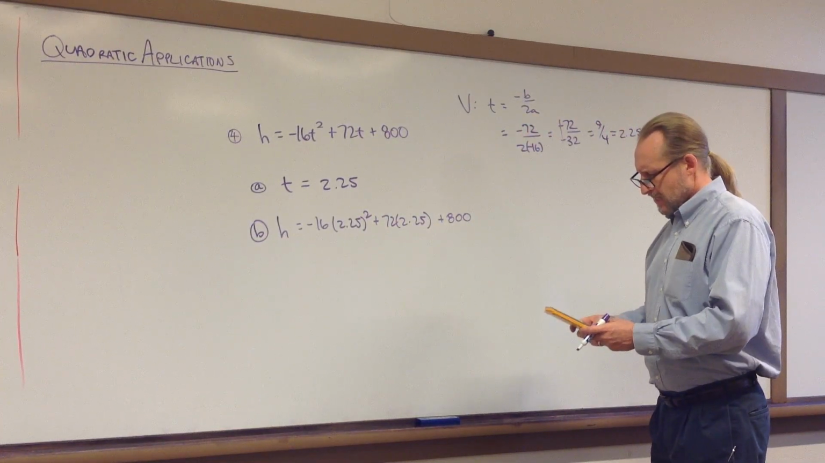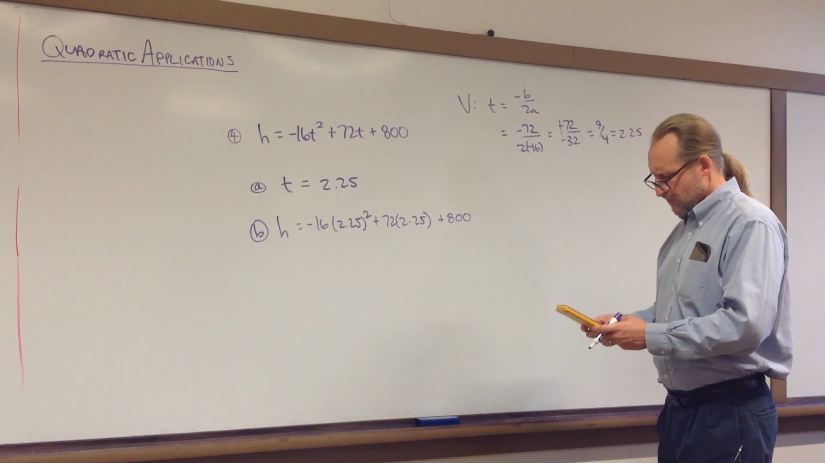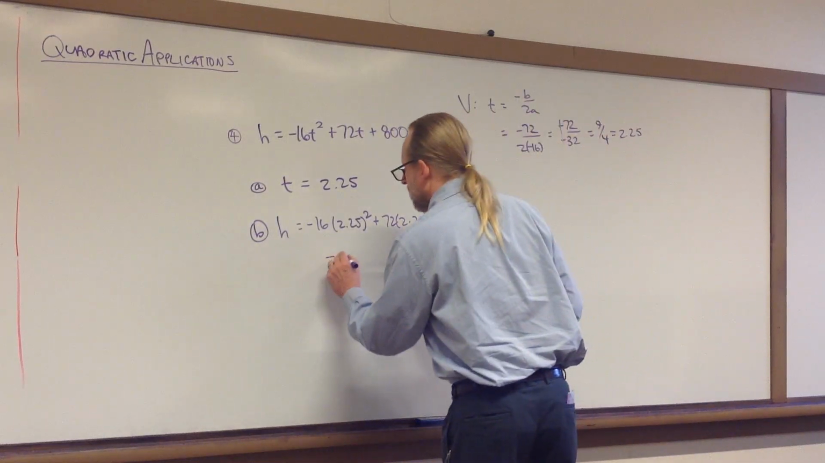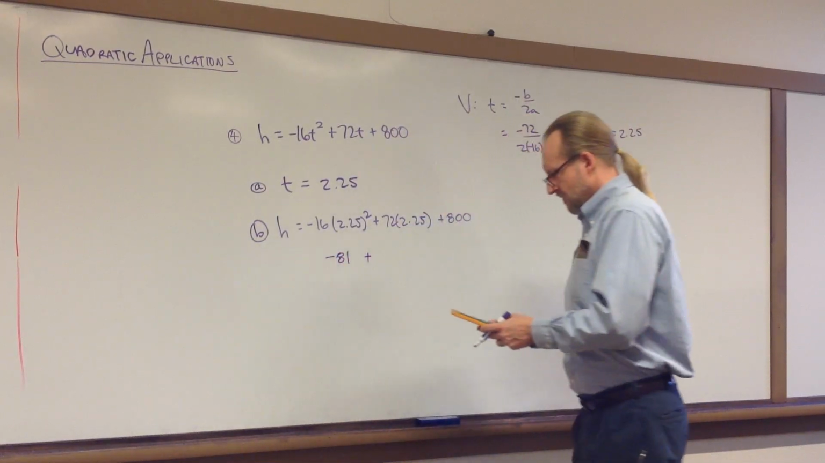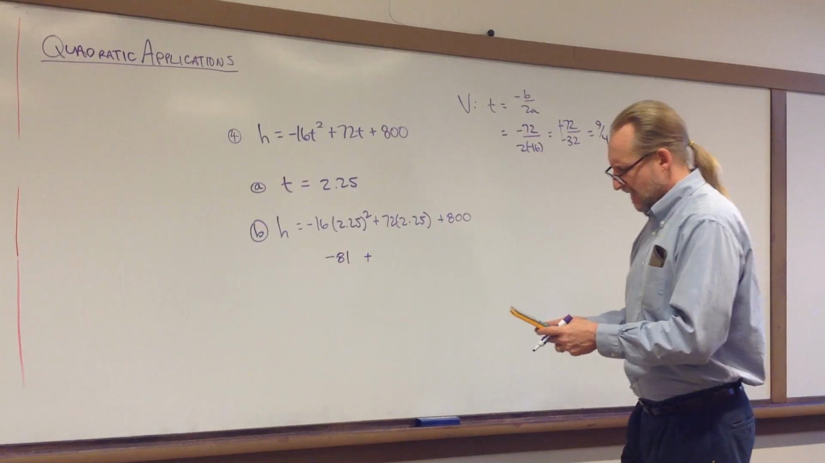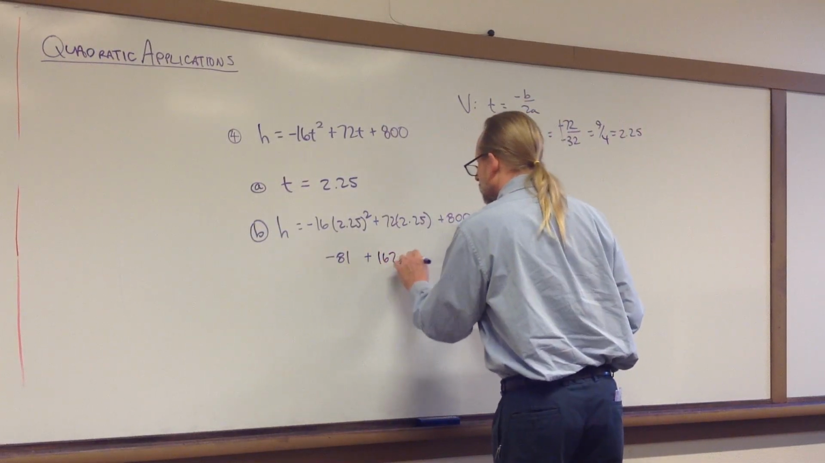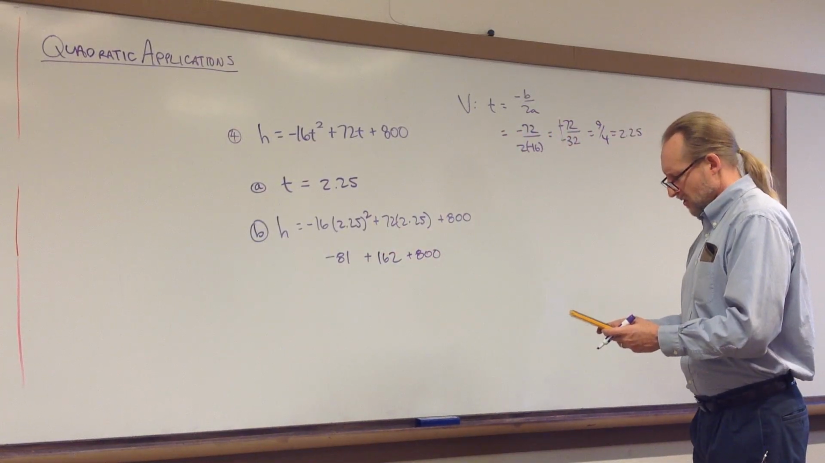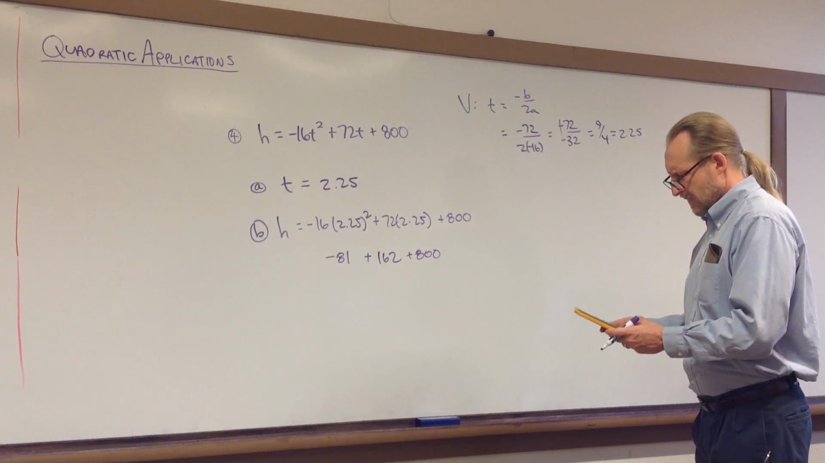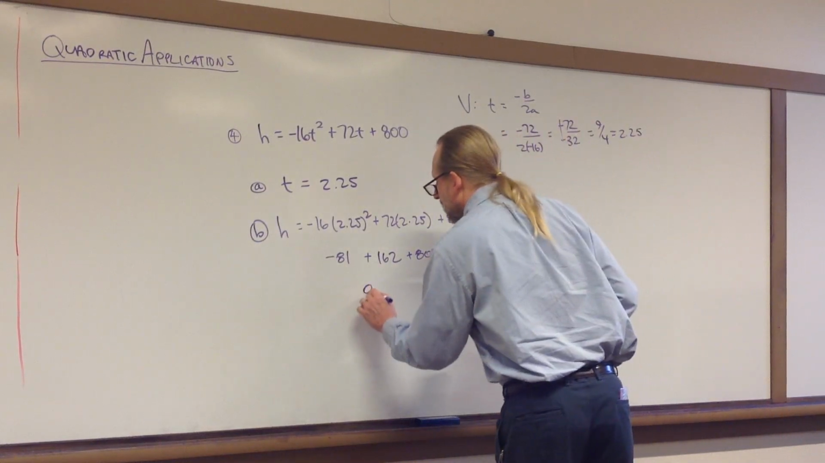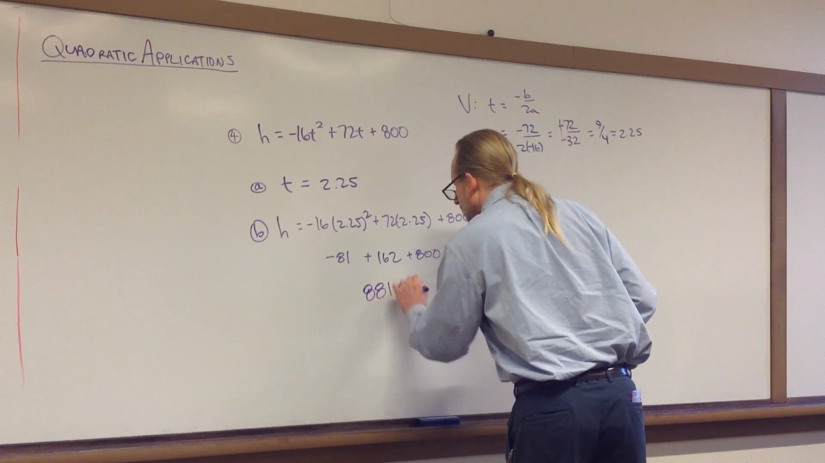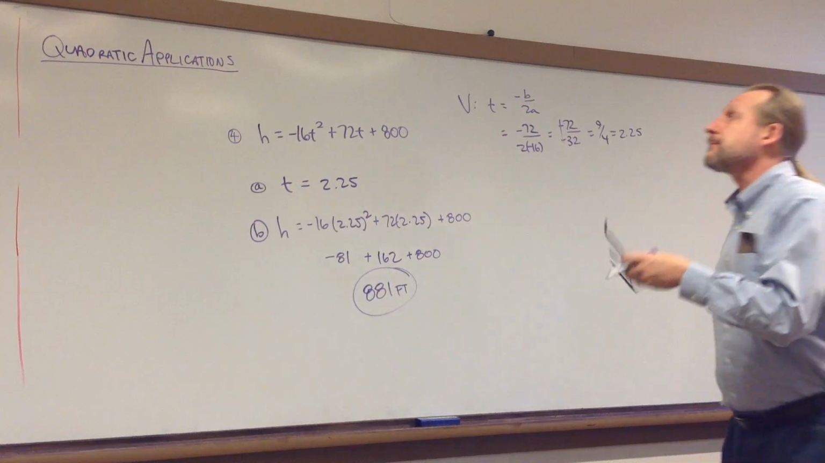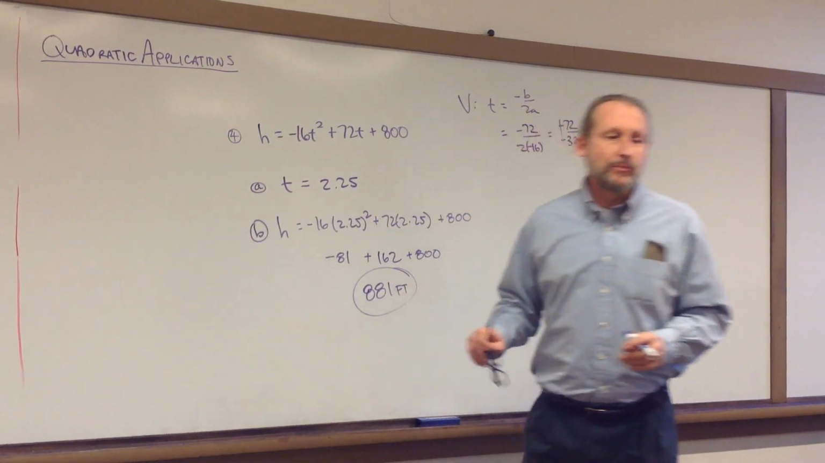So let's see here. Negative 16 times 2.25 squared is negative 81. 72 times 2.25 is 162, and then 800. Now we can just add these up: 800, 162, negative 81. So this is going to be 881, and I think we were working in feet on problem 4. Yeah. Okay, so that's how these problems work.